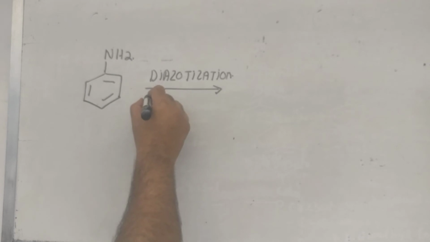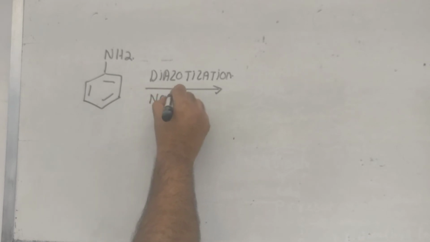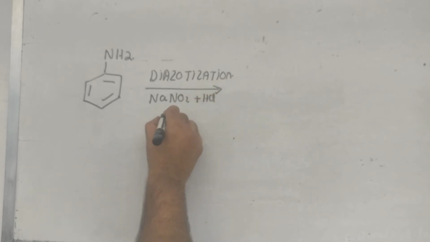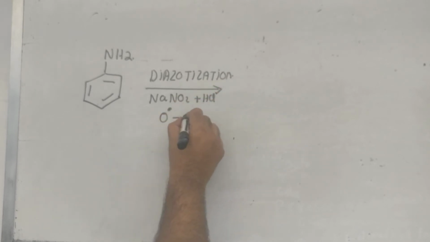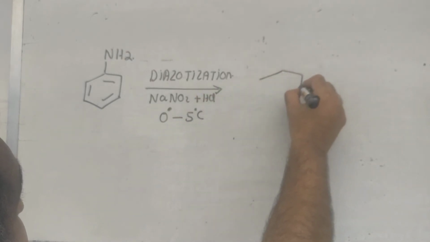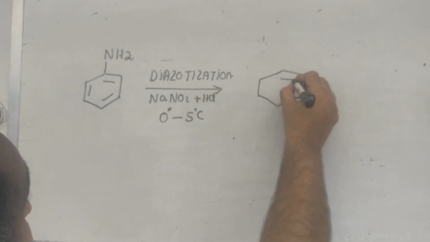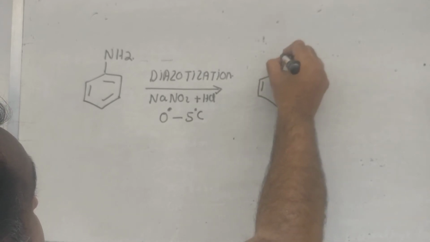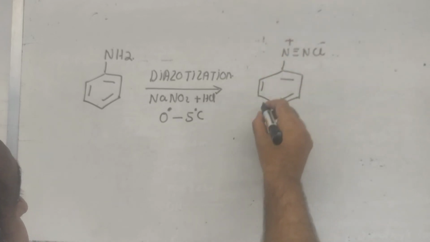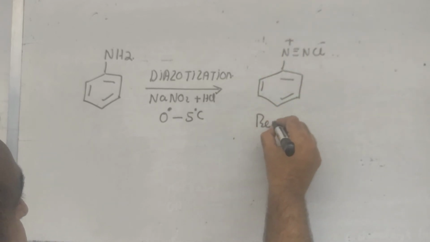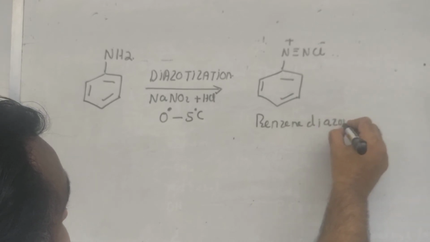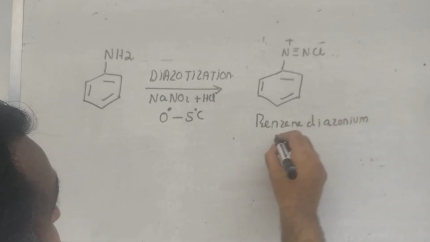How do we do it? We react aniline with sodium nitrite and HCl. The temperature has to be around 0 to 5 degrees Celsius. Aniline will convert into diazonium salt. It is benzene with N triple bond N, Cl minus. This compound, which is synthetically very useful, is called benzene diazonium chloride.